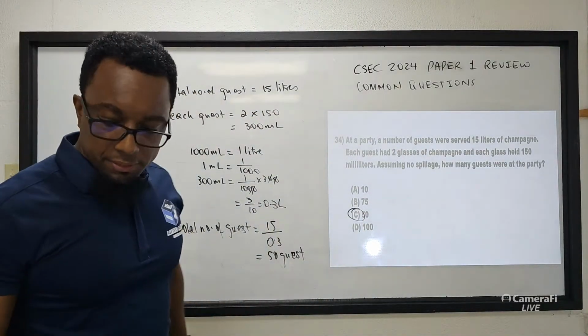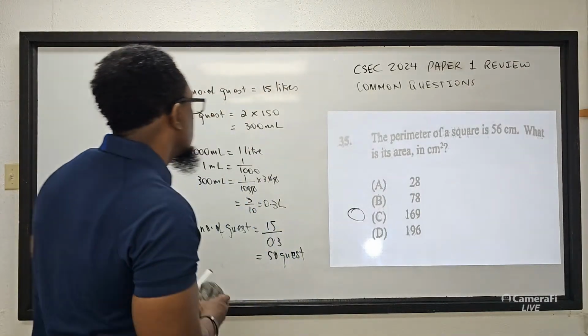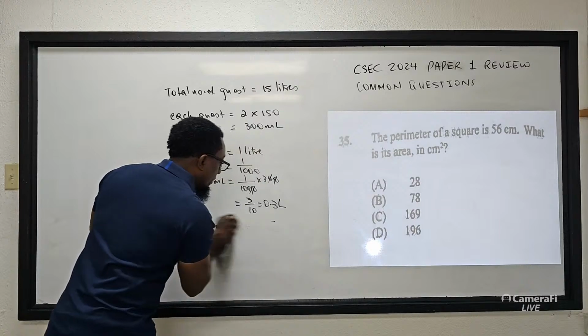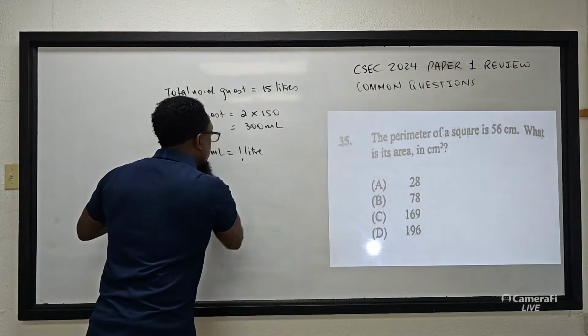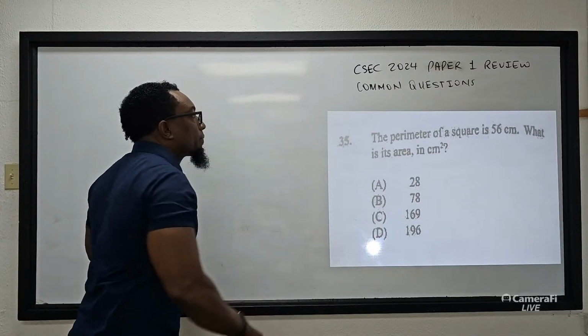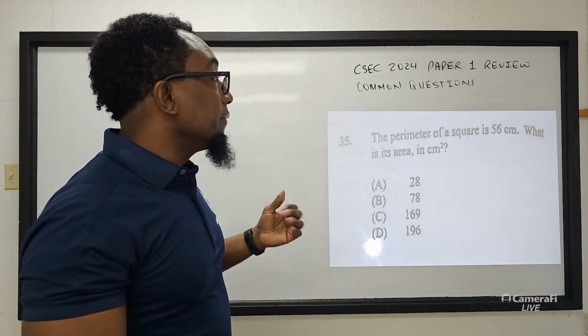Alright, let's move on to 35. So we have here again, this is another common question. And this one we did before was also common. Saw it a few times. The perimeter of a square is 56 centimeters. What is the area in cm squared?